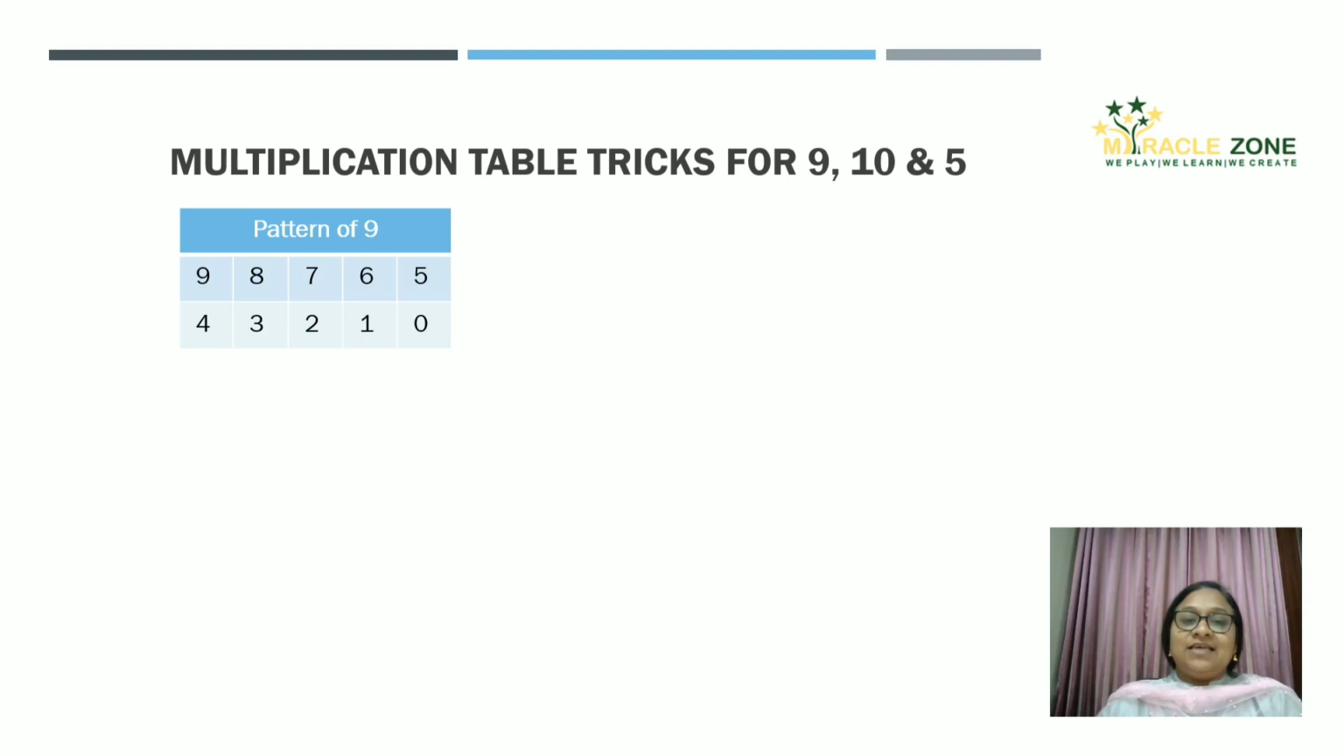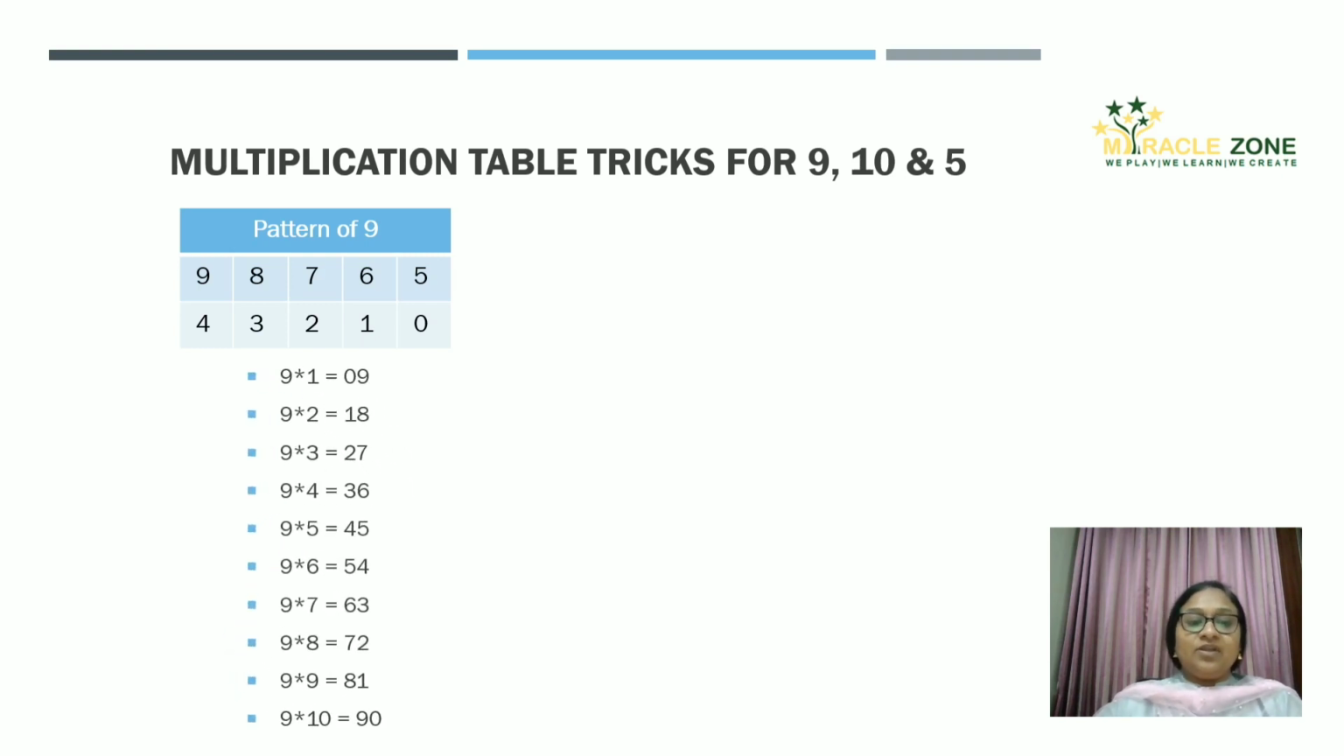The unit place is decreasing by 1: 9, 8, 7, 6, 5, 4, 3, 2, 1 and 0. The tens place will increment by 1. Let's see how it is. We will start with 0, 1, 2, 3, 4, 5, 6, 7, 8, 9.